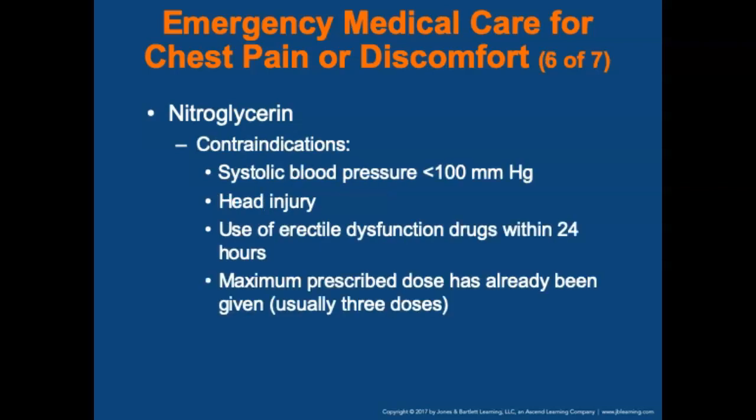Okay, so when it comes to nitro, because it is a vasodilator, it dilates those vessels and allows blood to get past that blood clot. We also have to make sure that some things are done prior to administering the nitro. So we have to take blood pressures, and we have to make sure that the patient's systolic blood pressure is greater than 100 millimeters of mercury. If the systolic blood pressure is less than 100, we do not administer nitro. We also cannot administer nitro if there is a head injury. We also cannot administer nitro if there's use of an erectile dysfunction drug within 24 to 48 hours. And if the maximum prescribed dose has already been given, we cannot give the nitro. So usually three doses. If that's already been given, we cannot give any more.